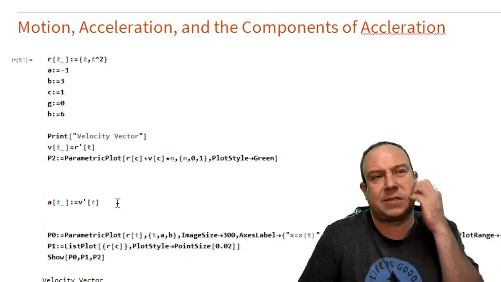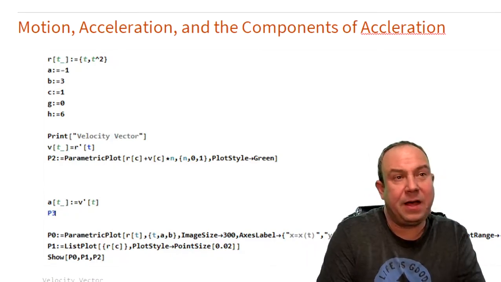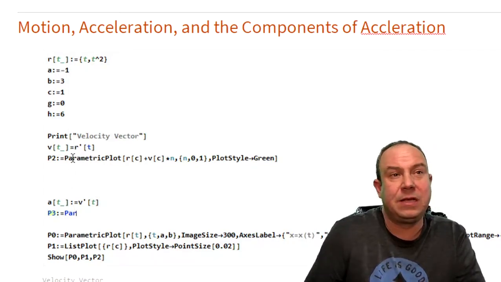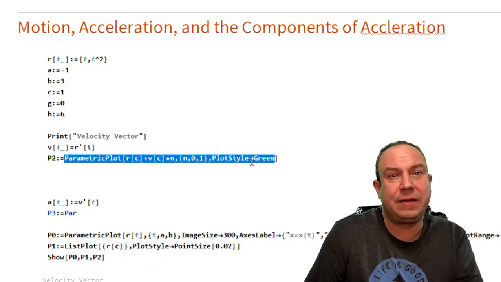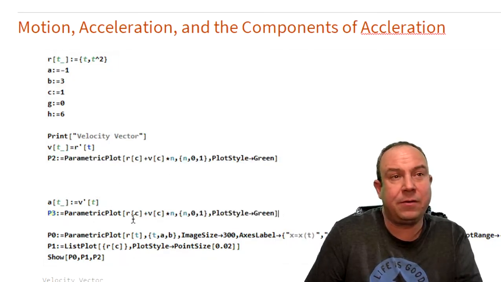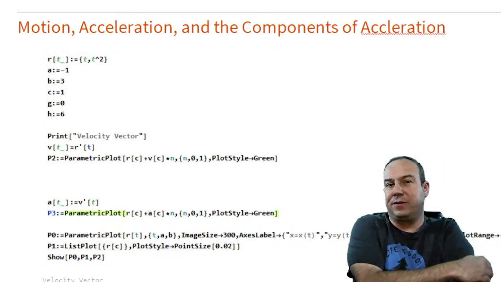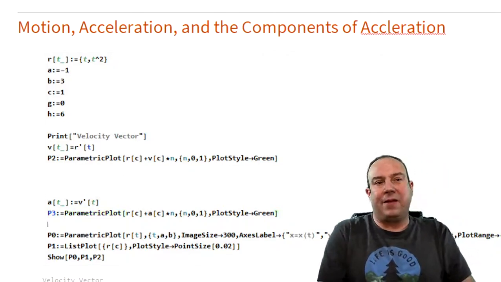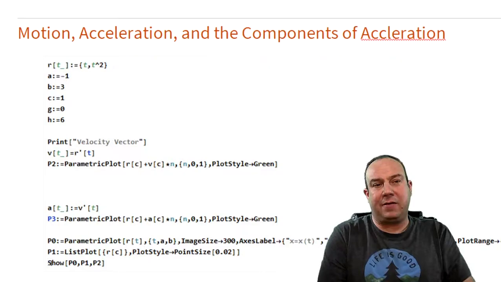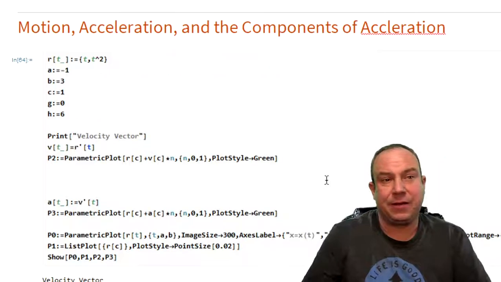If we wanted to plot our acceleration vector, folks, that would be P of 3. Let's call it that. It's going to be a parametric plot. It's going to look a lot like this plot up above. Let's copy and paste that down, except instead of being in the direction of the velocity vector, it's going to be in the direction of the acceleration vector. All right. And if we come down here and layer that into our show command, all right.